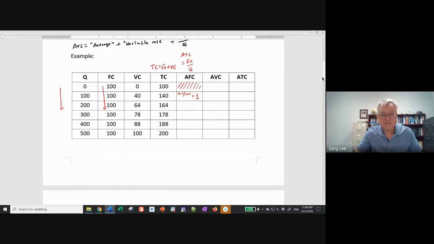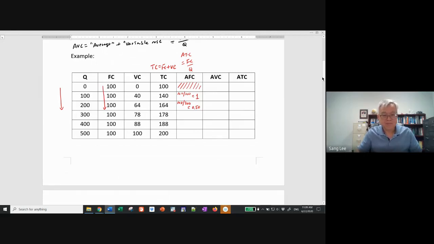Okay. So likewise, what about the average fixed cost when you produce 200 units? Now you're going to spread $100 over 200 units. So that means you divide the same fixed cost by 200 units. Then it's going to be 50 cents. You spread $100 over 200 units evenly, then for each typical unit, average fixed cost is 50 cents.